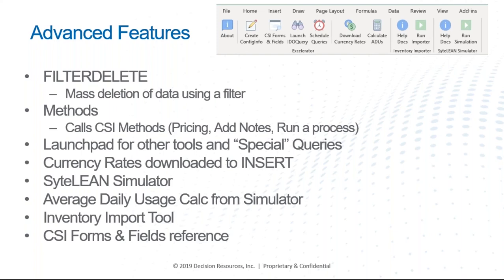We have a calculator that we pulled out of the logic that we use in the site lean simulator that will give you your average daily usage on particular parts and things, so that you can look at inventory, and I mentioned the other tools there as well.